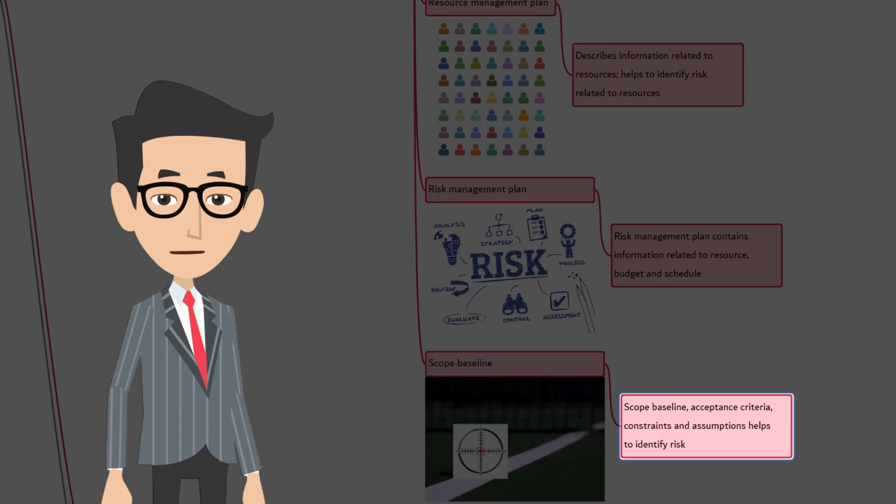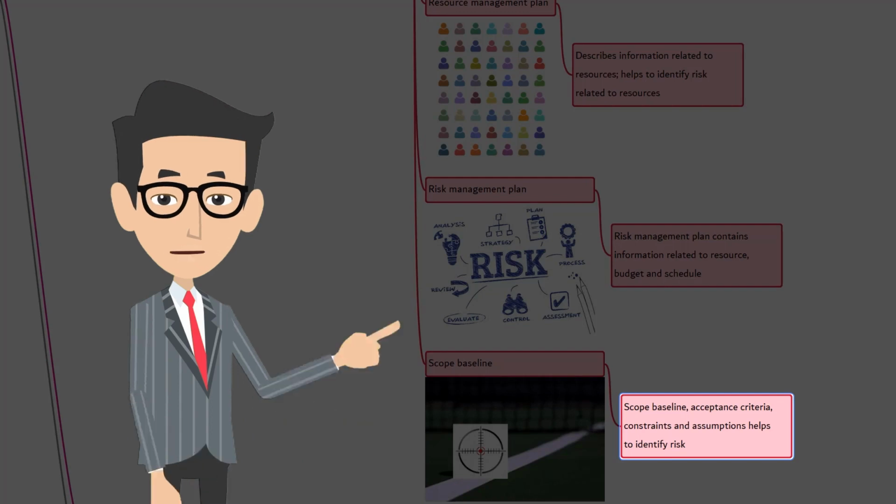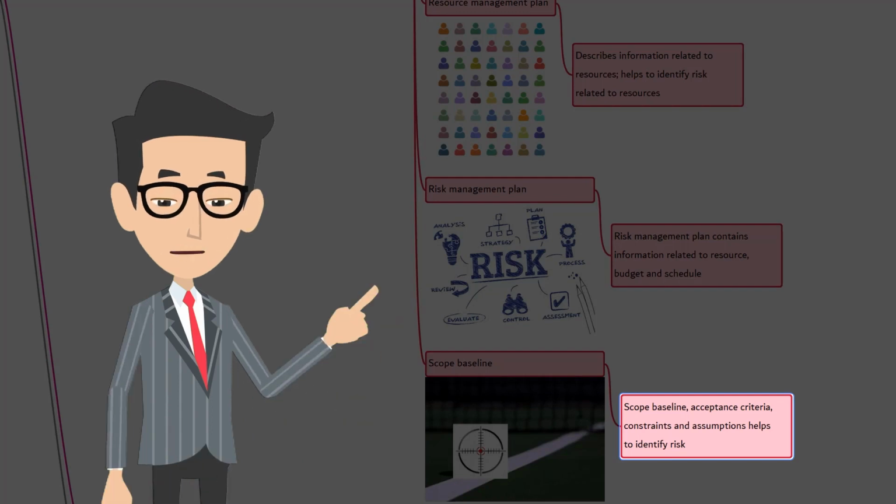Scope baseline. Scope baseline helps to understand the complexity of a project, which helps to understand the risk in the project. The project boundaries, acceptance criteria, constraints, and assumptions are some of the other factors that help to identify risk.